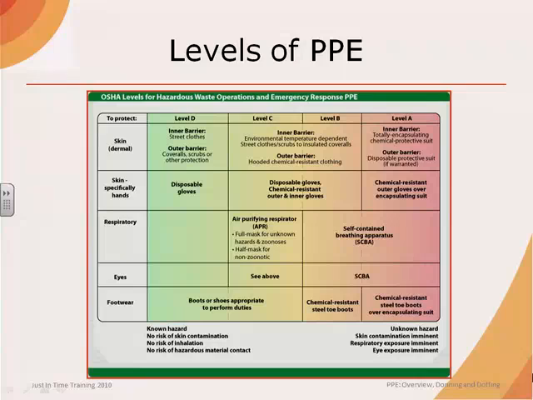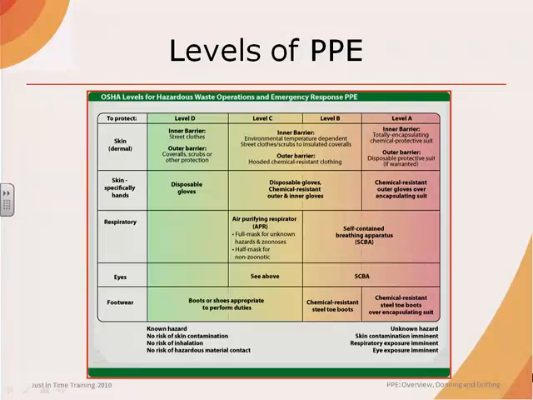The Occupational Safety and Health Administration, or OSHA, classifies PPE into 4 levels of protection: A, B, C, and D. Level D is the lowest level of protection, while Level A is the highest level of protection. This table shows the PPE levels and equipment appropriate to provide that level of protection.